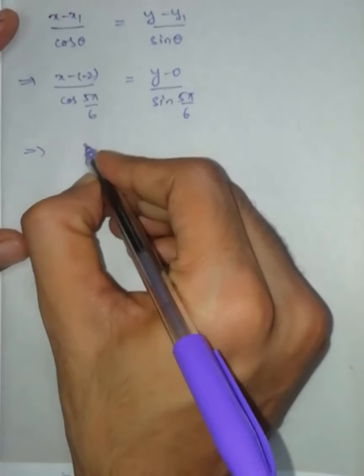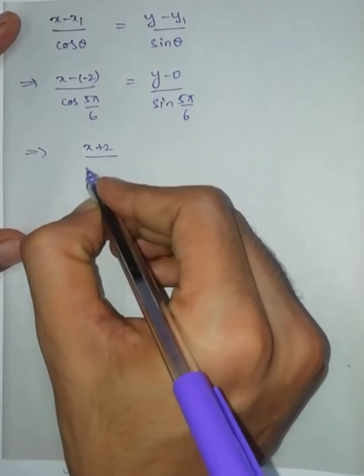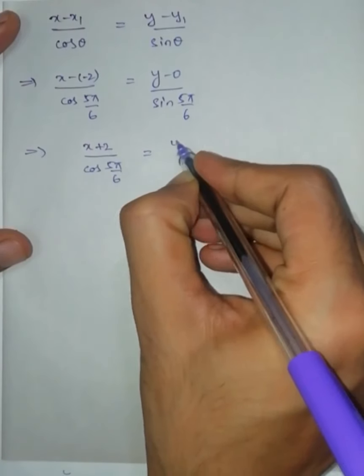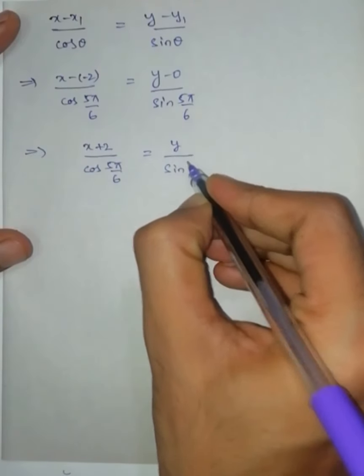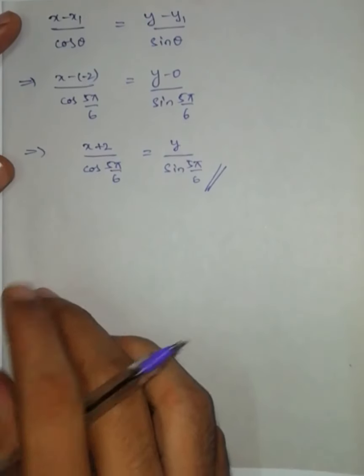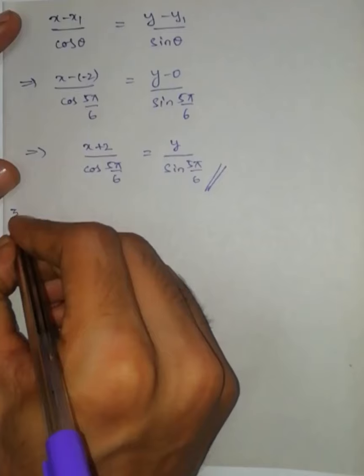This one can be written as (x plus 2)/cos pi by 6, which is equal to y/sin pi by 6. This is the answer. Similarly, now I am going to solve the third one.